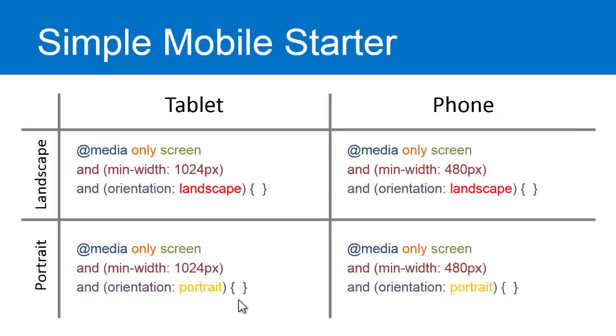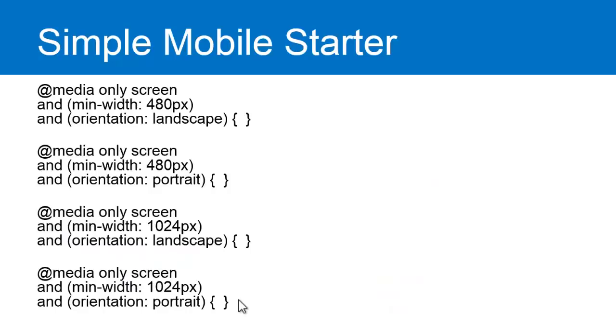So this is looking at it from a simple starter CSS. What you could do for responsive is basically say, I want a min width of 1024 in both landscape and portrait, and I want a min width of 480 in both landscape and portrait. And what that would look like is something like this. So you'd utilize the smaller min widths at the top, and then you would utilize the larger ones on the bottom.